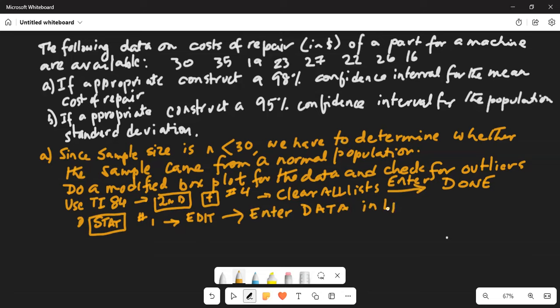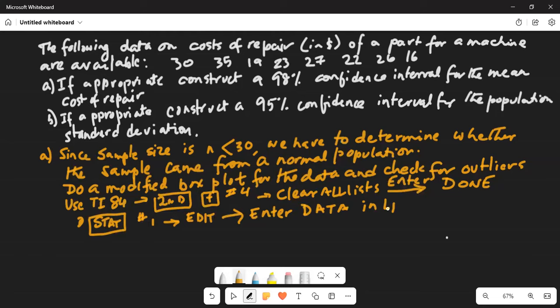So press the second button on the top left corner of the calculator, then the plus button on the bottom right corner, on top of the enter button. So second, plus, and then 4. I get clear all list on the calculator screen, hit enter, done. That means memories have been cleared. Now stat and 1, and enter the data in L1, which is 30, then 35, then 19, then 23, then 27, then 22, then 26, and 16.